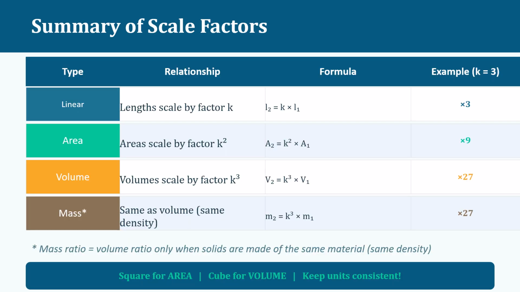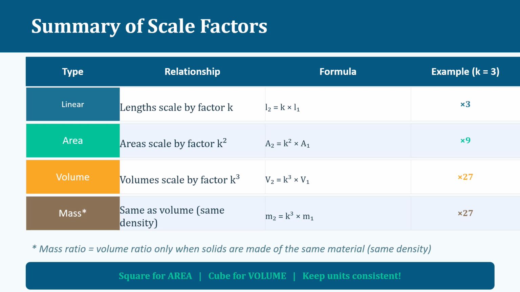So in summary, the linear scale factor is a scale factor for lengths. For two similar shapes, or two sides that are proportional, the length of one side is the length of the proportional side multiplied by that linear scale factor. Then for the area scale factor, it applies between two areas of similar shapes.